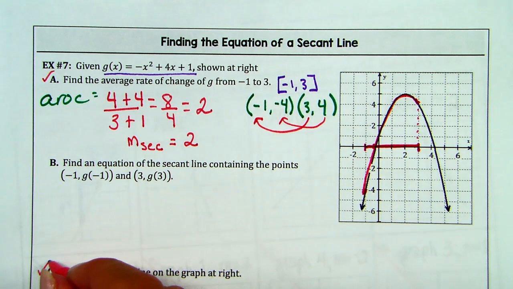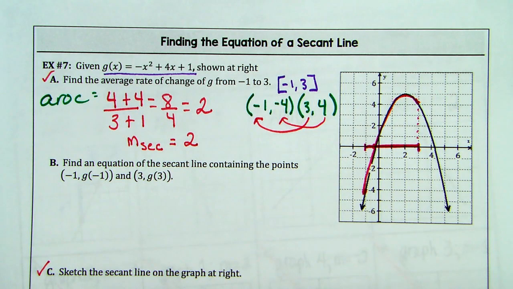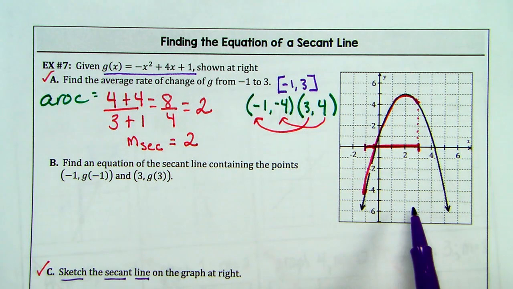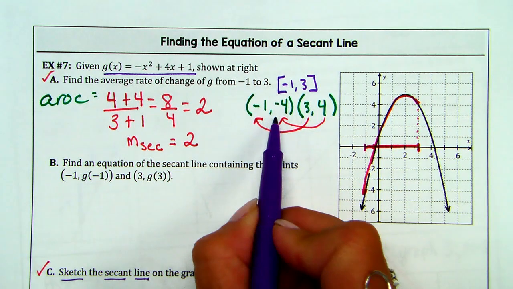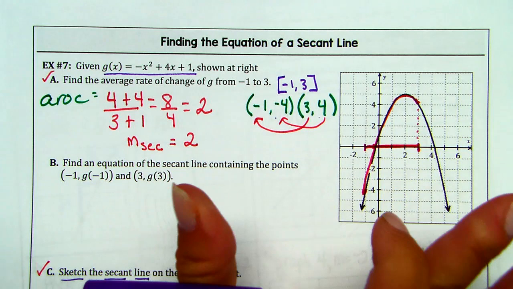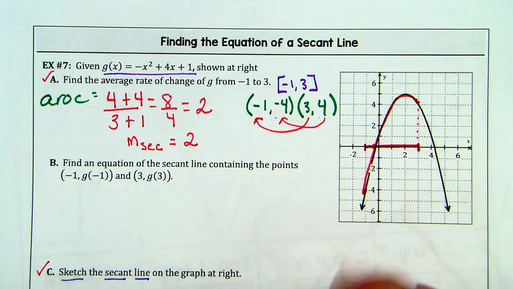I want to skip to part C first before I do B. And it's asking us to sketch the secant line on the graph at the right. Remember, I just introduced you to that term. We want to connect these 2 points with a line. It doesn't have to be perfect. Yes, Aaliyah?